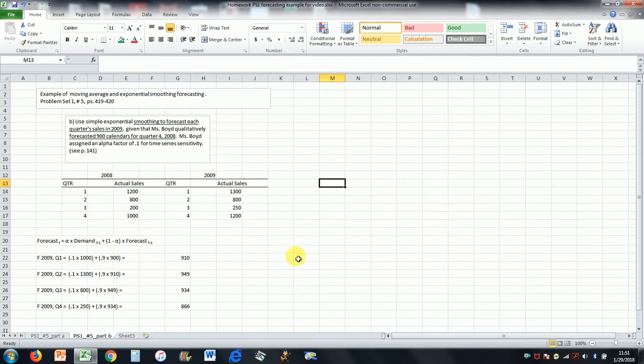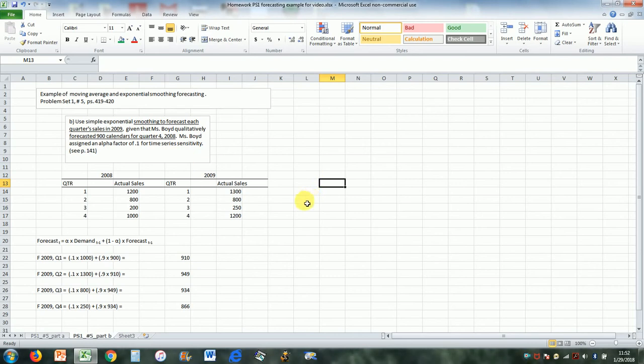The next part of this particular question says use simple exponential smoothing to forecast each quarter's sales in 2009. Given that, Ms. Boyd qualitatively forecasted 900 calendars for quarter 4 2008. Ms. Boyd has assigned an alpha factor of 0.1 for time series sensitivity. Okay, well, like I said, the first thing you should be doing is reading the chapter, especially with respect to this type of forecasting technique.